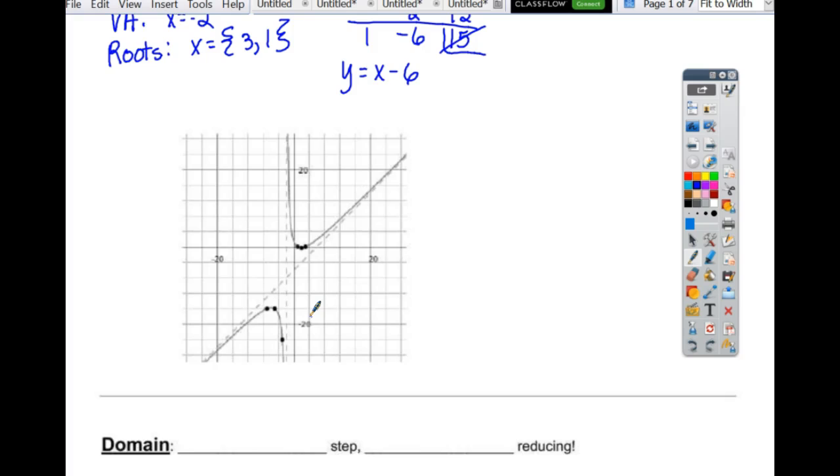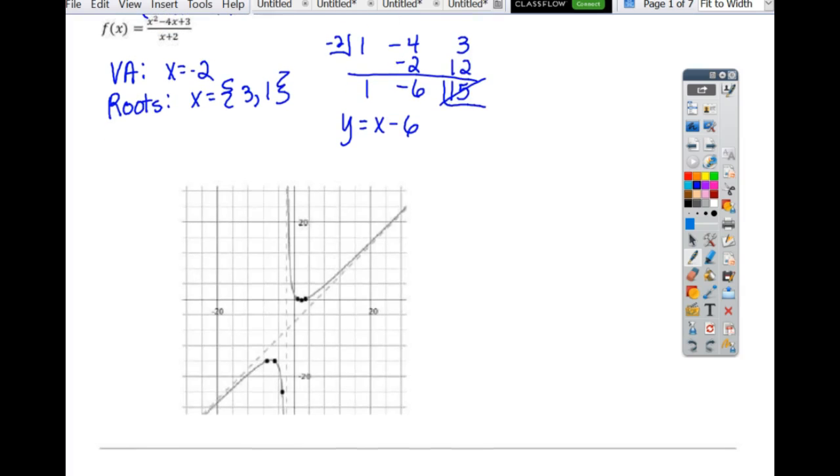Okay? So the next thing I want to show you just before I go on is, when I said we don't care about the remainder, we really don't, but I want to show you what it is. The remainder is the distance the function is away from the slant asymptote. So when it says 15, somewhere on here, it is 15 units away. So the remainder that you get is always the distance that the function is away from the slant asymptote.